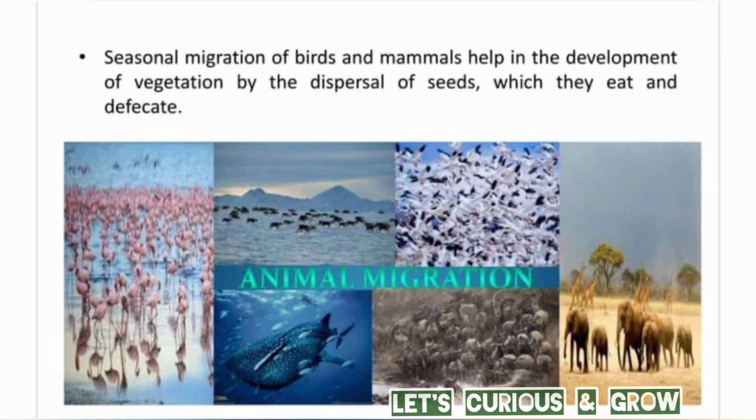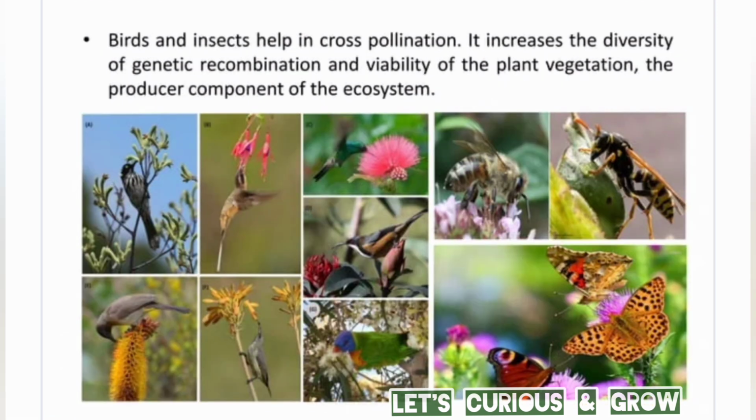The next is the seasonal migration of birds and mammals, which helps in the development of vegetation by the dispersal of seeds, which they eat and defecate. So animal migration also comes under these values and parameters. Next, there are birds and insects which help in cross pollination, and if they were not there, cross pollination would not be possible.